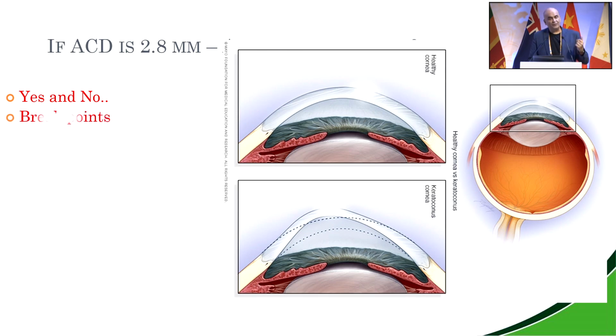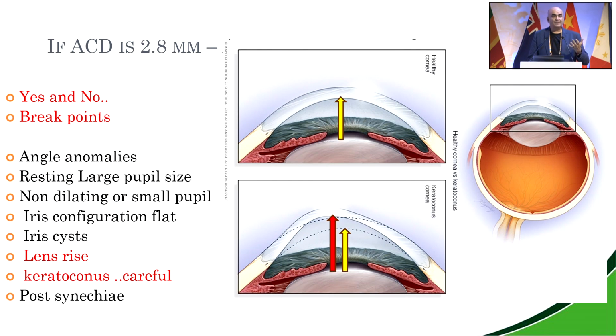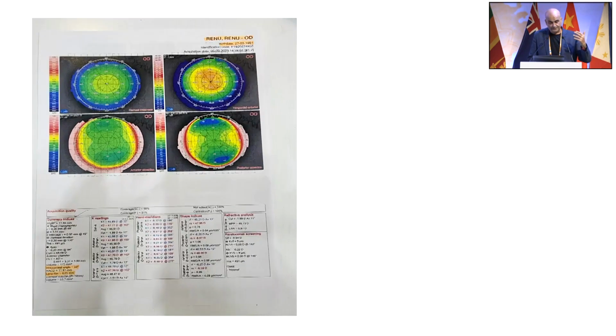What in case you have 2.8 millimeter anterior chamber depth? Is it okay? Yes, it is okay, but sometimes it can be wrong. You could have a bad angle, you could have an iris cyst, you could have a keratoconus, you could have a very high lens rise.